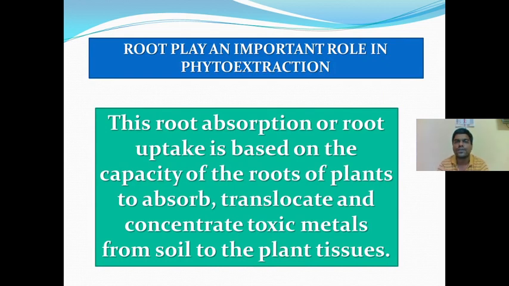Roots play an important role in phytoextraction. If we want to have phytoextraction or phytoaccumulation, the most important plant part is the root, and hence it is said that roots play an important role in phytoextraction. Why? Because this root absorption or root uptake is based on the capacity of the roots of plants to absorb, translocate, and concentrate toxic metals from soil to the plant tissues. As said earlier, whatever vitamins, minerals, nutrients, heavy metals, pollutants, contaminants are present in the soil will get mixed with water, and that water is absorbed by the roots. Hence, root plays an important role in the process of phytoextraction or phytoaccumulation.